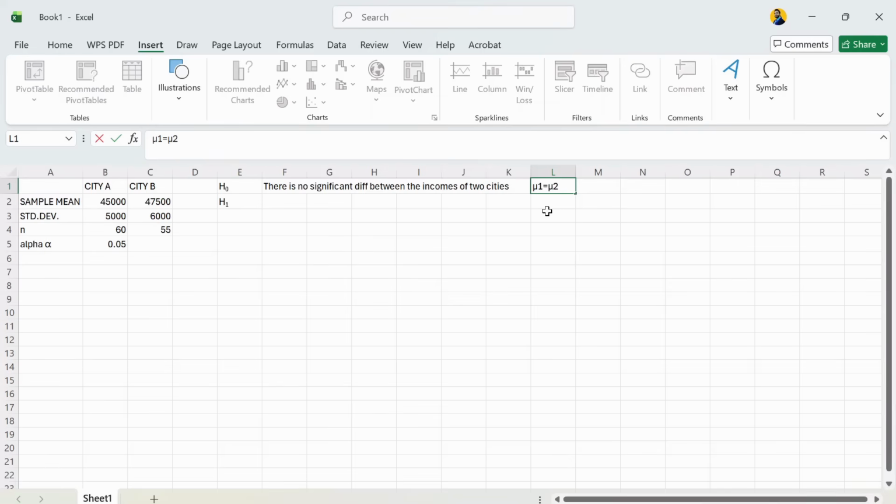So this is the null hypothesis. It basically indicates there is no significant difference between these two terms, like city A income and city B income are both the same. There is no significant difference. Similarly, here I will write down the same text.